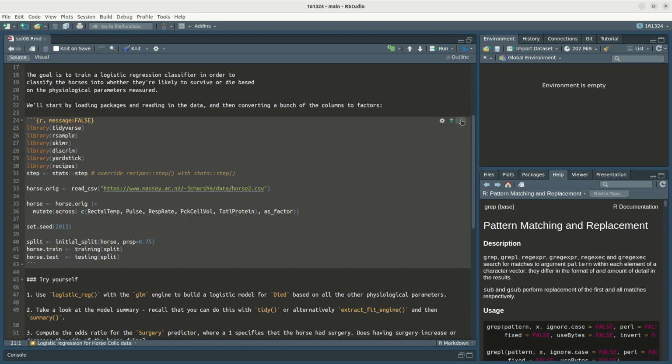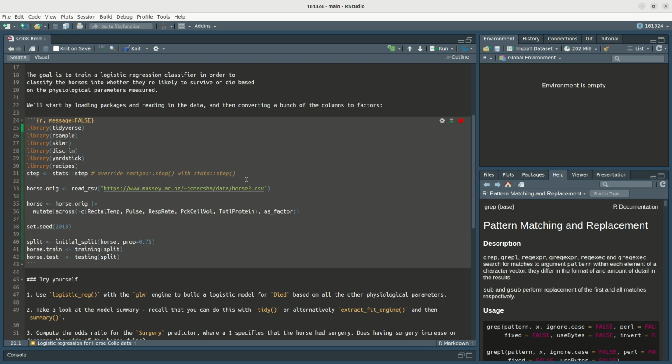So we'll start by reading all the packages and so on that we'll need. Obviously we've got the tidyverse for ggplot and dplyr and all that. We've got rsample for splitting the data set into a training set and test set. We've got skimr for looking at the data. We've got discrim for doing our discriminatory work, so for logistic regression, for example. We've got yardstick for measuring how well we do. We've got recipes for processing the data.